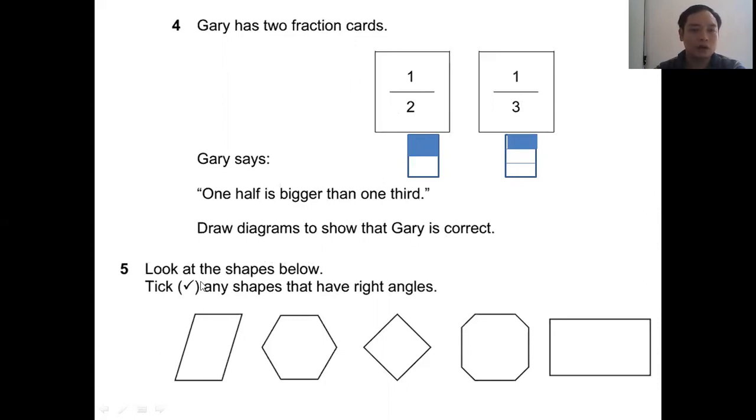Question 5. Look at the shapes below. Tick any shapes that have right angles. So 1, 2, 3, 4, 5 shapes. So the right angle is a 90-degree angle. So the shape that has a 90-degree angle will be this shape. The 90-degree angle is here, here, here, and here, and this shape. So the 90-degree angle is here, here, here, and here.